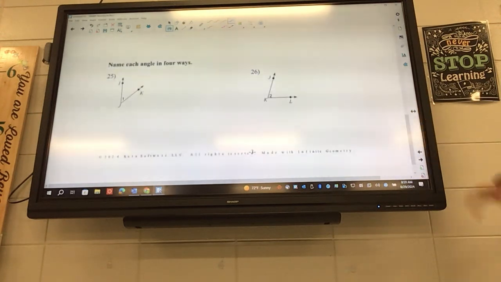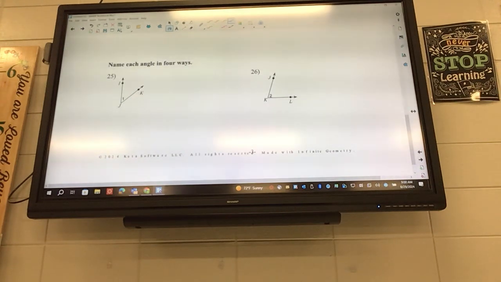Okay, the last section says name each angle in 4 ways. There's always at least one way to make an angle. Sometimes, we'll see, there's more ways than one. And in this case, there are 4.